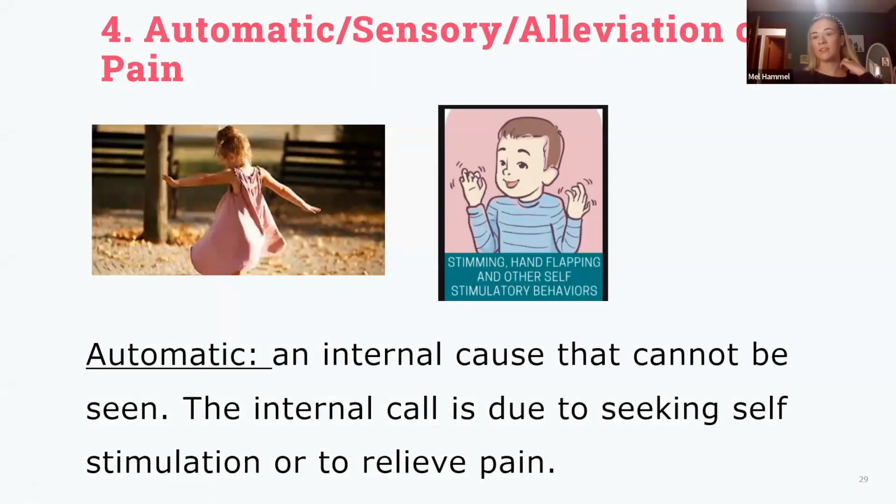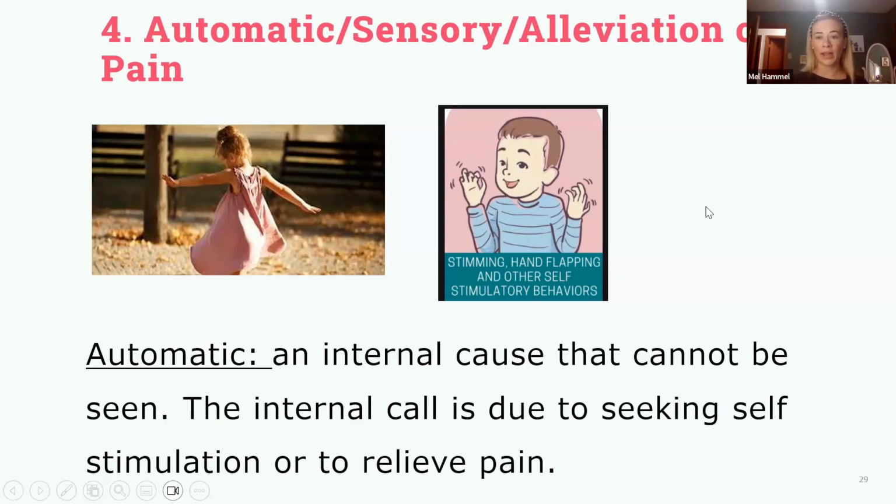So our next and final function of behavior is automatic and sensory. This is going to be probably the trickiest one that we talk about today. And I personally don't have a whole lot of experience in my career currently with dealing with this kind of function. So an automatic function is an internal cause that cannot be seen. The internal cause is due to self-seeking stimulation or a relief of pain.